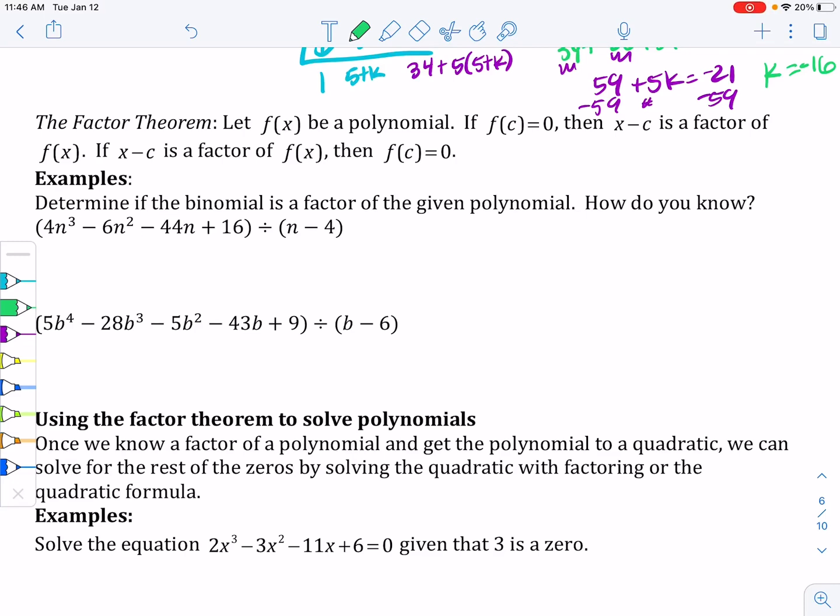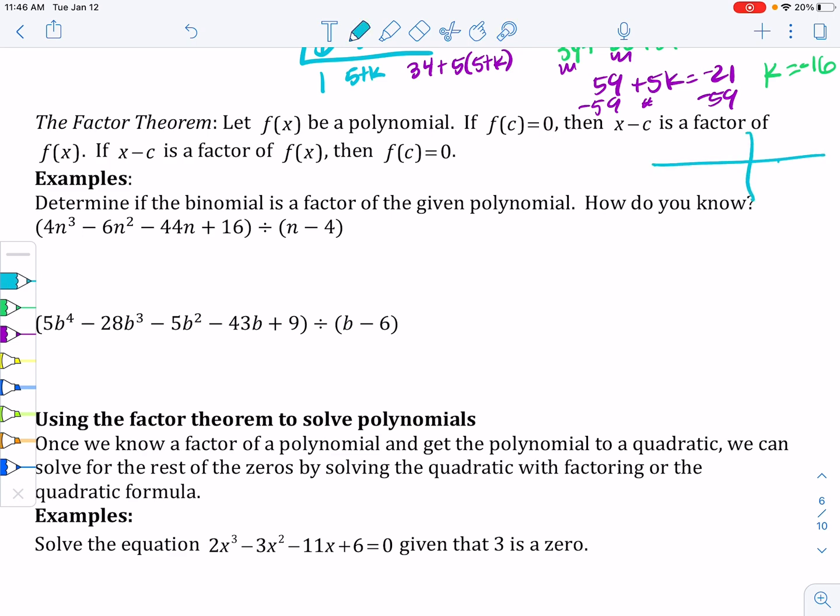We're going to look at the factor theorem. So our factor theorem says let f of x be a polynomial, which is what we've been working with. If f of c is 0, so if our y value, when we plug in c for x, we get 0, then x minus c is a factor of f of x, which should make sense because this means that our y value is 0.